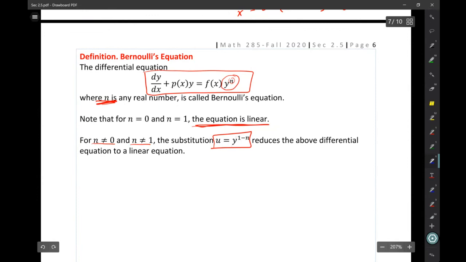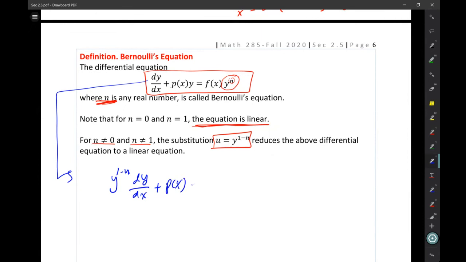Then what I have to do? Multiply both sides of your differential equation now by y to the power minus n, and it becomes y to the power minus n times dy by dx plus p of x times y to the power 1 minus n is equal to the function f of x.